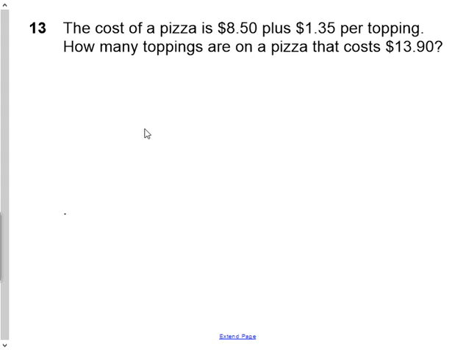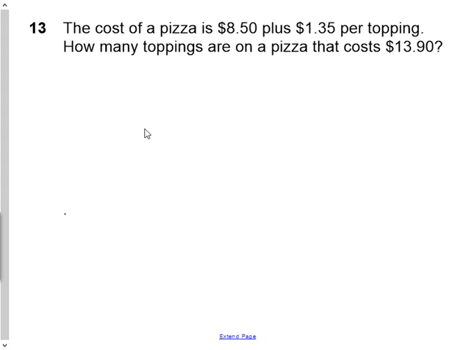Okay, this is the continuation of our 8-2 video. This is the last 5 questions, which are your story problems. The first question says the cost of a pizza is $8.50 plus $1.35 per topping. How many toppings are on a pizza that costs $13.90?